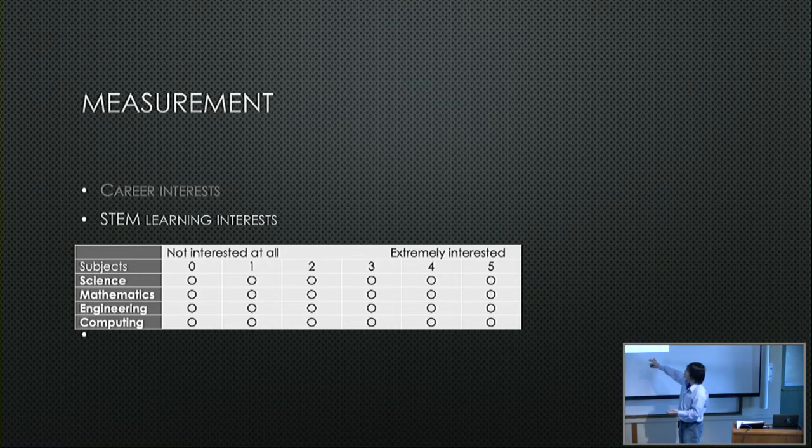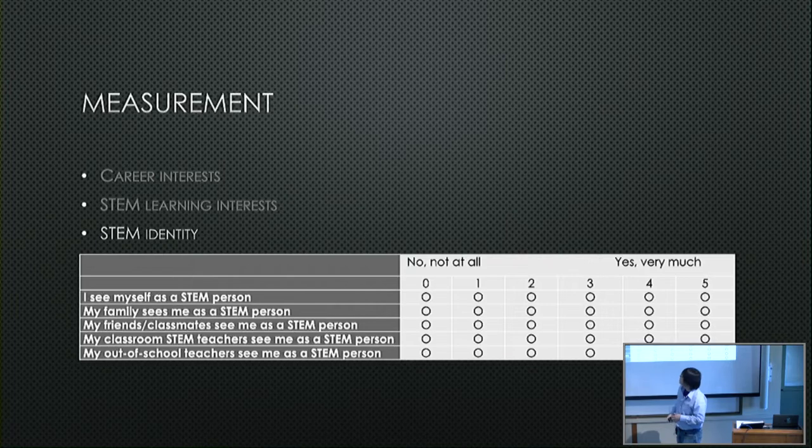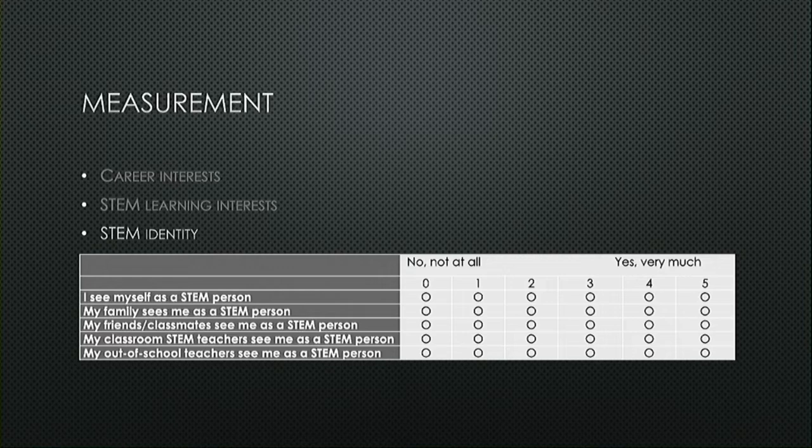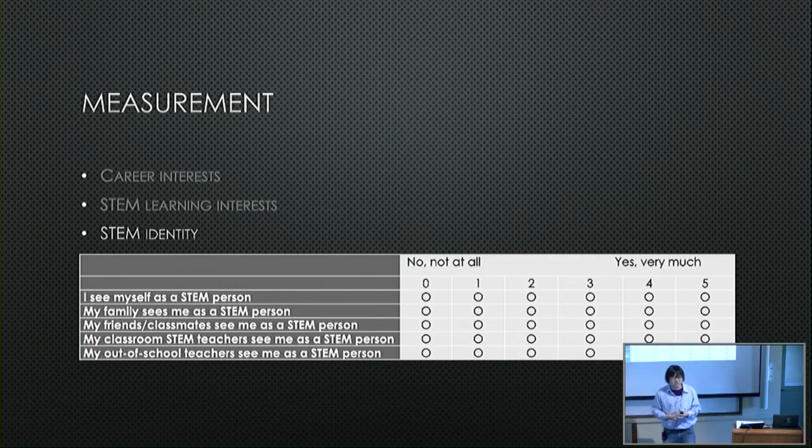And we measure their STEM learning interest by asking them if they were interested at all or extremely interested in any of a list of STEM subjects. We asked them about their STEM identity. A very common construct we use here is if they see themselves as a STEM person, and if their friends, their family, their teachers, and all of their school teachers see them as a STEM person, right?